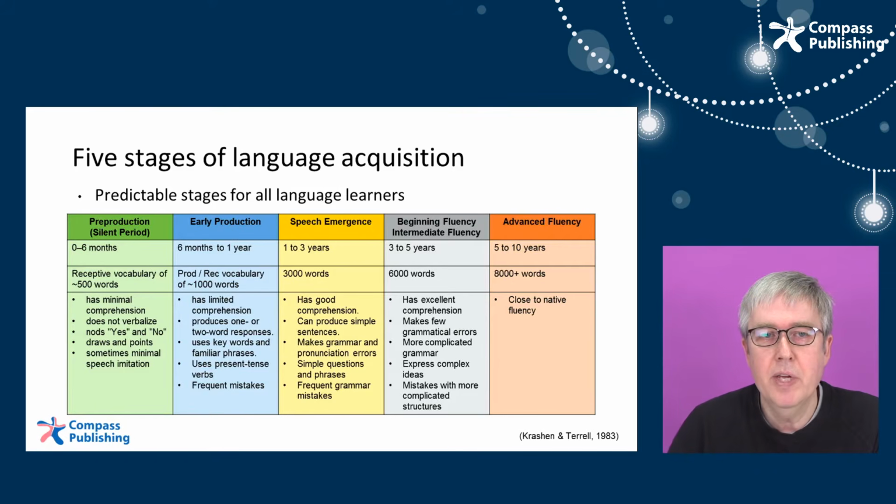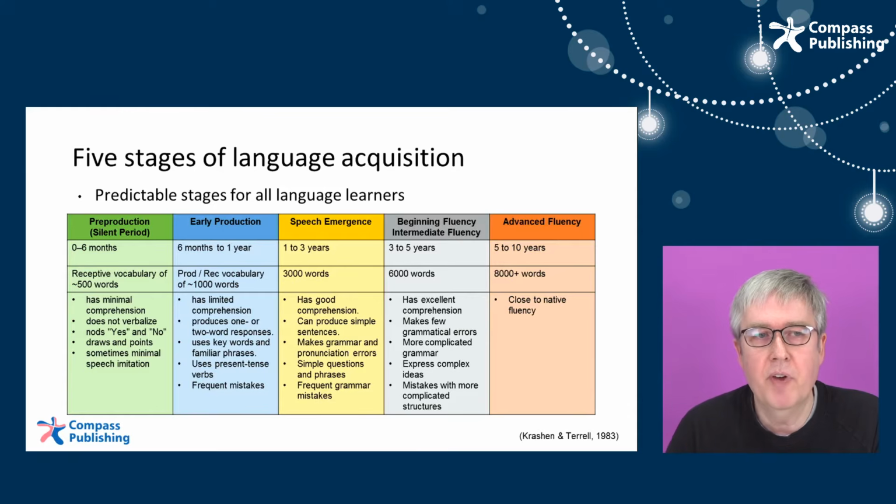Then from 3 years to 5 years, it's more sort of building fluency. And as they build fluency, their vocabulary increases. They are able to express more complex ideas. And when they are using complex grammar, they still make mistakes, but they're able to express more complexity in their ideas. And then after about 5 years, they're very advanced speakers.